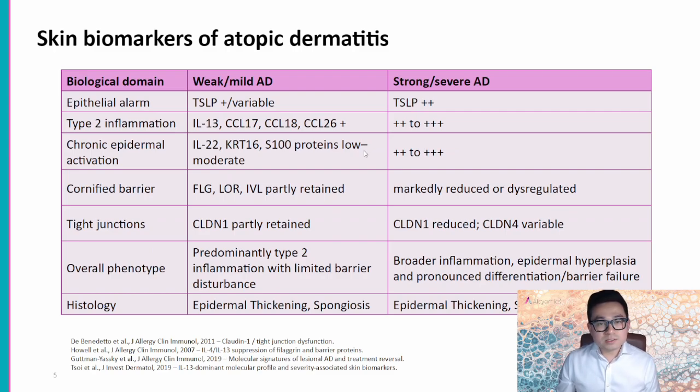The skin biomarkers show us how the inflammatory phenotype changes within the affected tissue. In weaker or milder AD, TSLP might be present, but variable, and type 2 inflammation may be detectable. Some biomarkers of barrier function, such as filaggrin, loricrin, and involucrin, may be partially retained. Epidermal thickening and spongiosis are also measurable by histopathology.